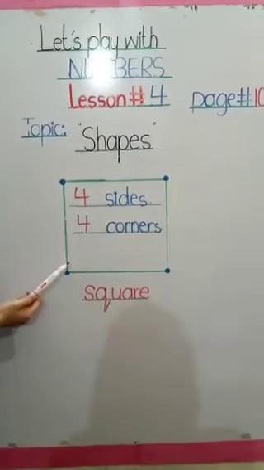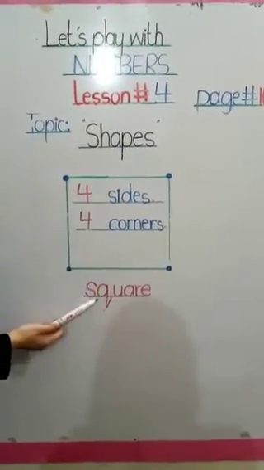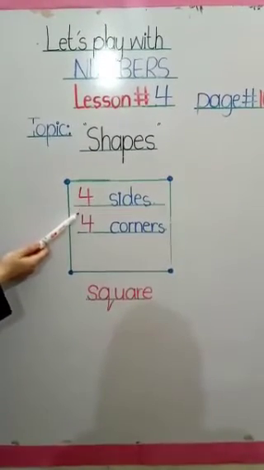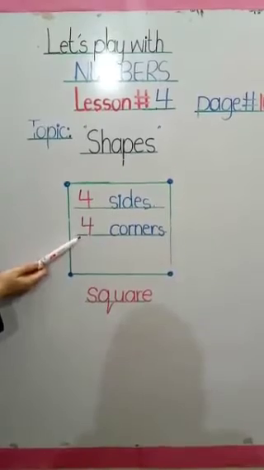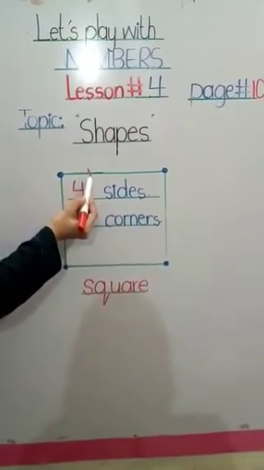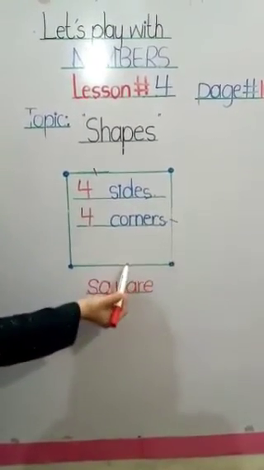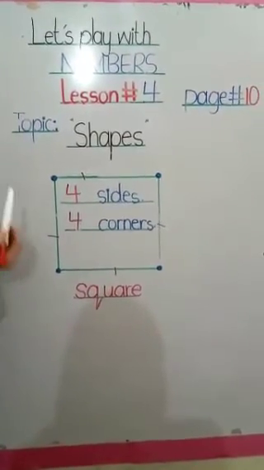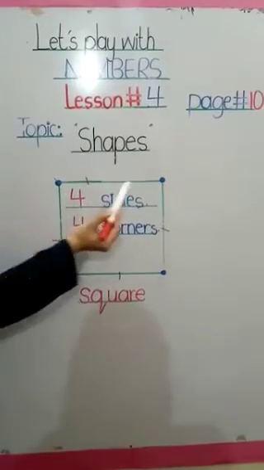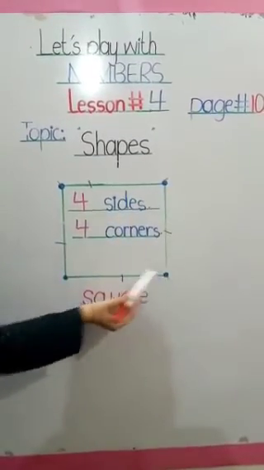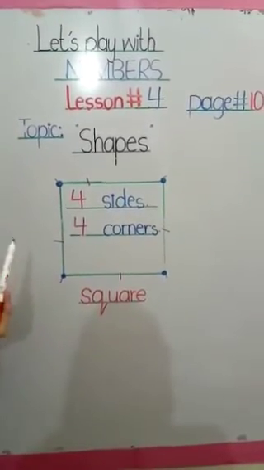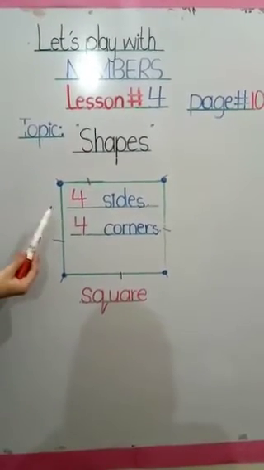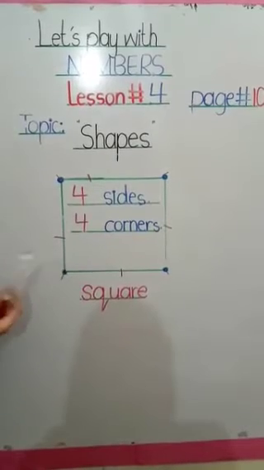It's a square. A square has 4 sides and 4 corners. Let's count. 1, 2, 3, 4. 4 sides. 1, 2, 3, 4. 4 corners. A square has 4 sides and 4 corners.